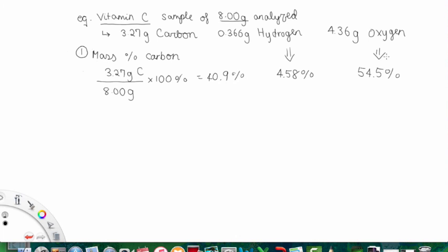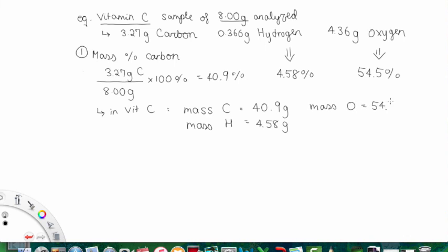Since the empirical formula is the relative number of atoms, the easiest procedure is to imagine that the sample mass is 100 grams. So you get these percentages, but you just think about it in terms of this 8 grams being 100%. So in vitamin C, the mass of carbon is 40.9 grams, the mass of hydrogen is 4.58 grams, and the mass of oxygen is 54.5 grams.